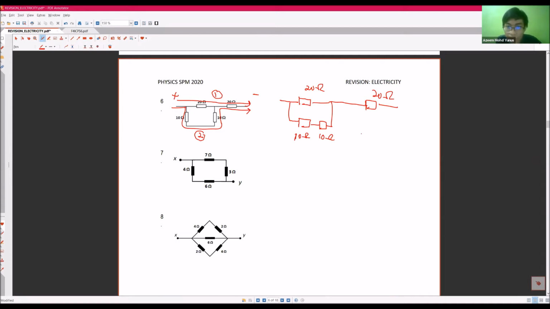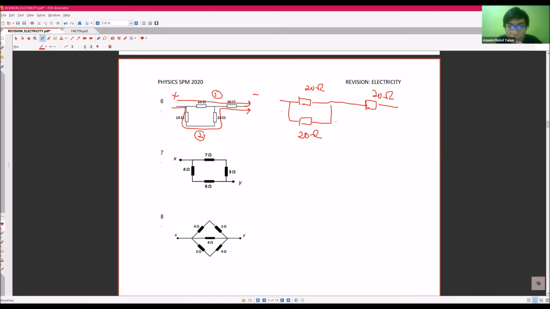Okay, so we see clearly that we have to clear this one first. So like always, like usual, if the resistors are connected in series, then you need to add up. So we can clear that. It becomes just a single resistor with 20 ohm.